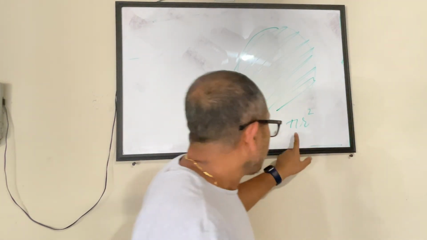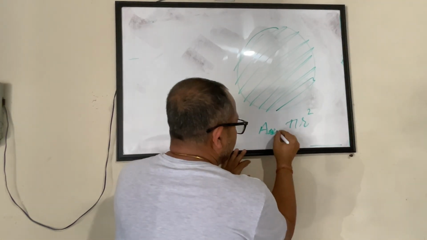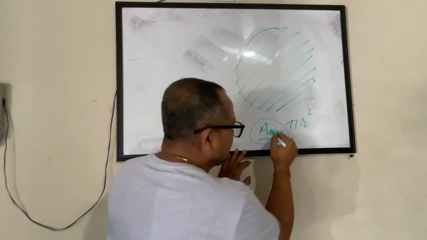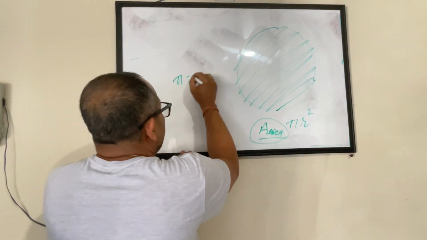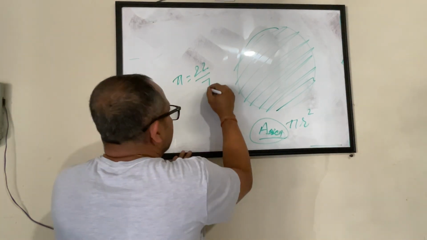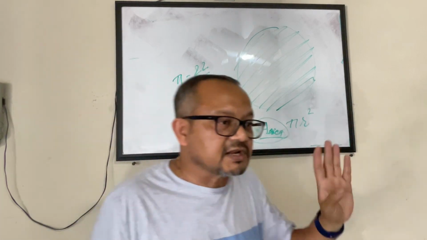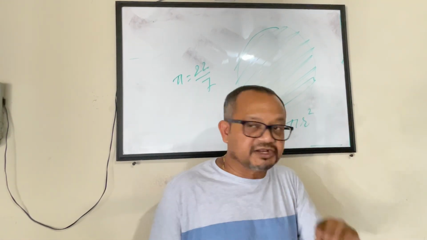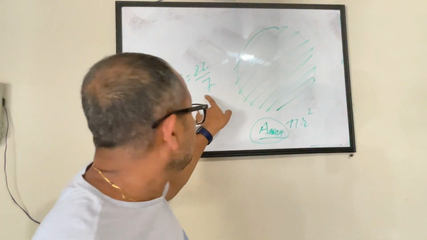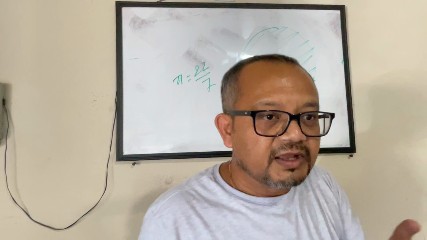So area of a circle is pi r square. This is the formula. Now what is pi? Pi is a fancy term given by one of the Greek mathematicians, which is equal to 22/7. This is a mathematical constant, whose value will always remain 22/7 or 3.14, whatever it is.